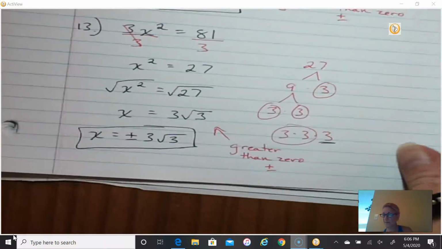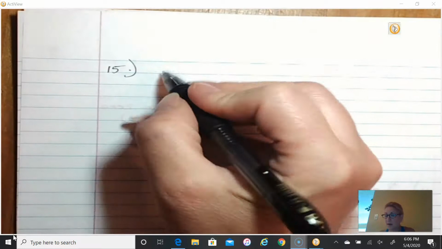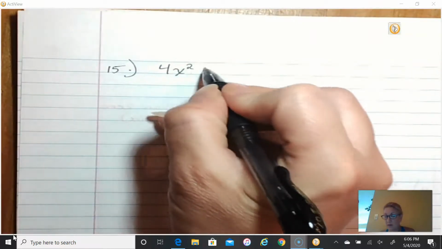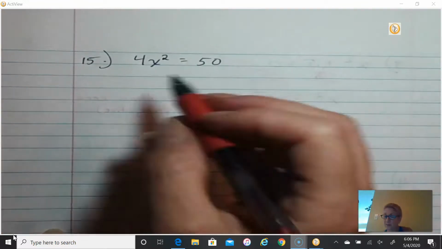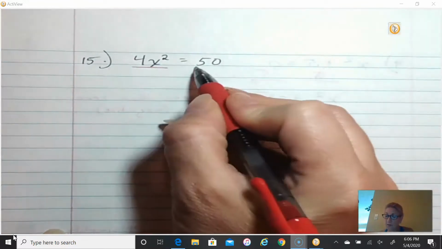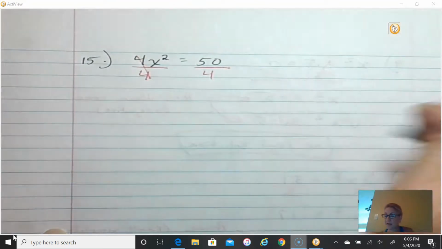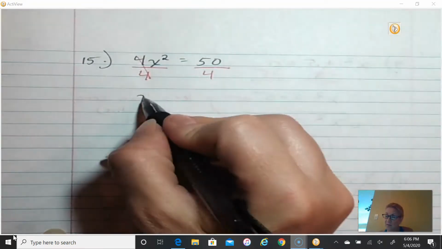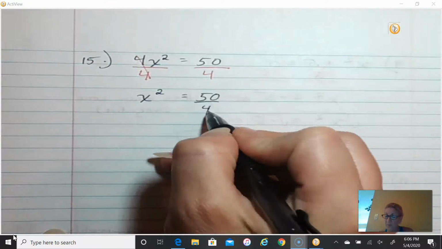Here. 15. I have 4x squared equals 50. We're isolating the variable. We're going to divide both sides by 4. That cancels out, and I'm left with x squared equals 50 over 4.